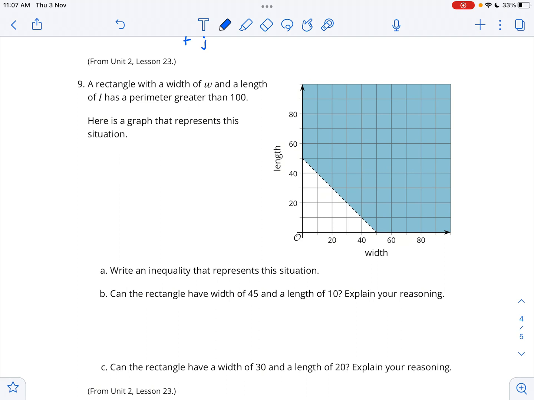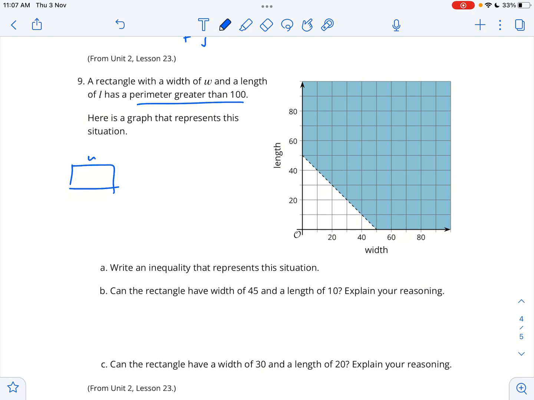Question 9. A rectangle with width W and length L has a perimeter greater than 100, and there is the graph for that situation. Write an inequality that represents this situation. Well, first of all, I need to figure out the length and on this one, it has a perimeter greater than 100. Remember, just a quick little geometry review.